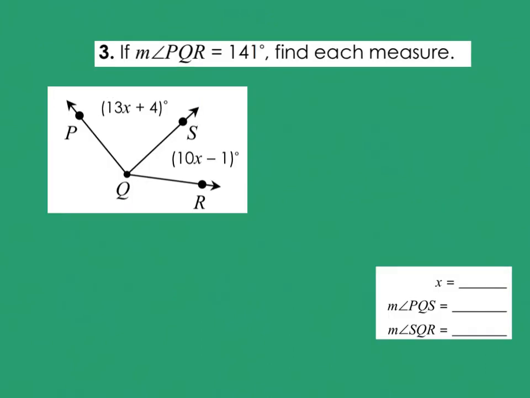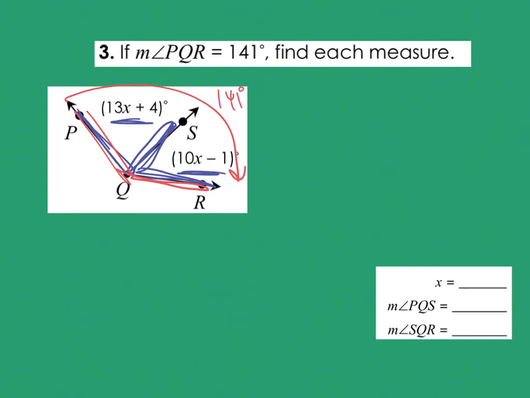And of course, you've guessed it, it's an algebra-based geometry class. Of course, we're going to slip in some algebra. So we're given in this picture that angle PQS is worth 13x plus 4, and angle SQR is worth 10x minus 1 degree. And then it says PQR. So where's PQR? PQR is the measure of the big angle. So I'm always going to say a big arc like that, that's 141 degrees. So what do I know?